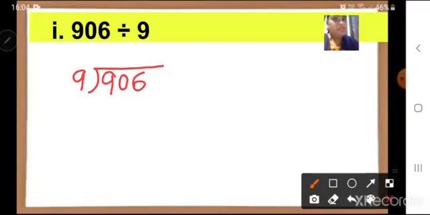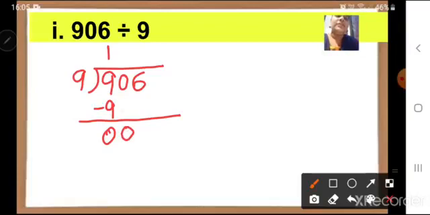9 will go in 9's table, correct? 9 ones are 9. So we can divide. We'll write here 9 ones are 9. Put minus sign. Now 9 minus 9 is equal to 0. Okay. Children, now the next number is 0. So number 0 we have to put down.